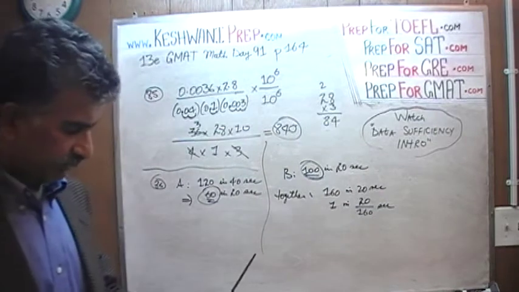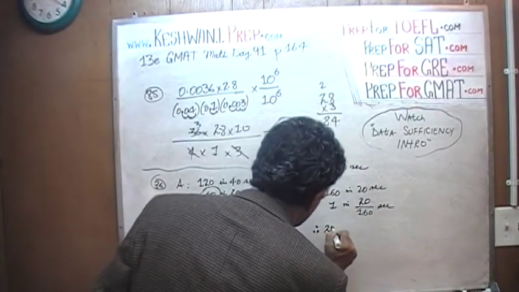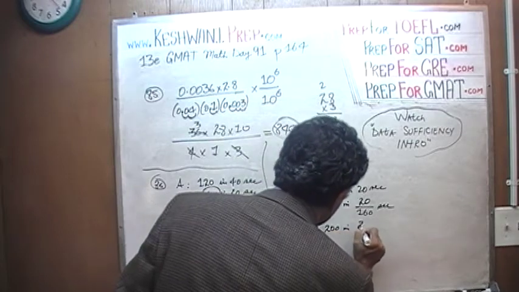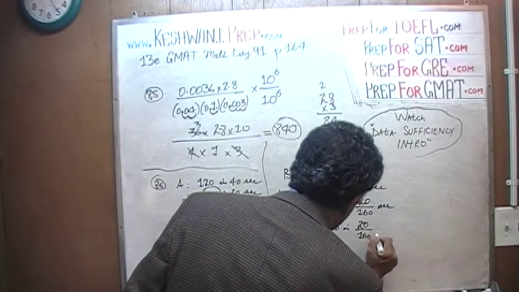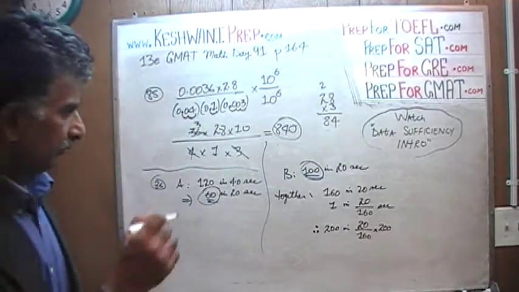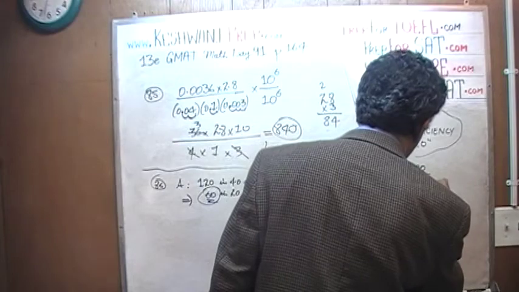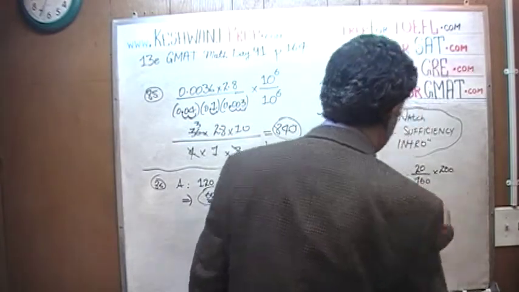But we don't want to make just one unit, we want to make 200 units. Therefore, they will do 200 in 20 over 160 times 200, whatever that works out to be. Let's do it here. 20 over 160 times 200. Let's see what we can do.